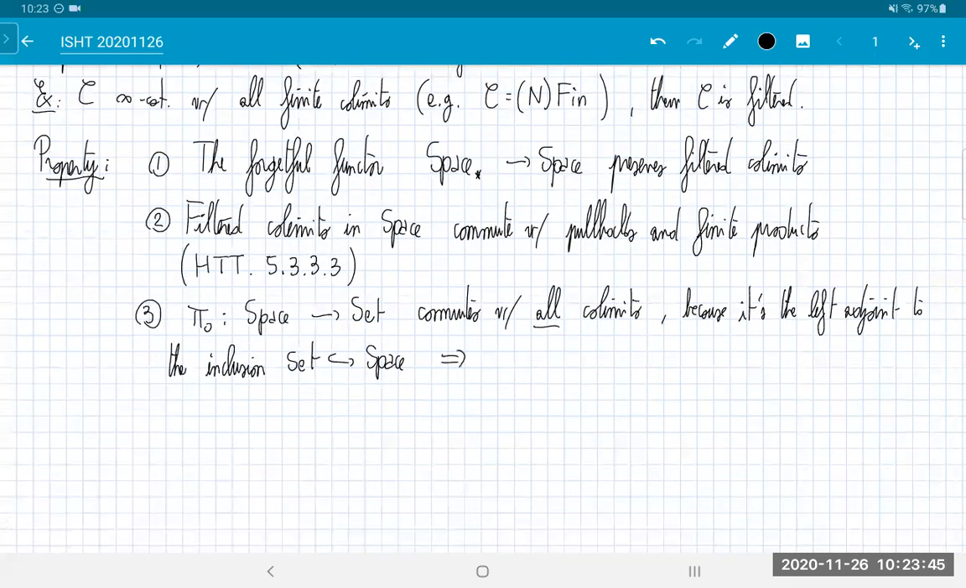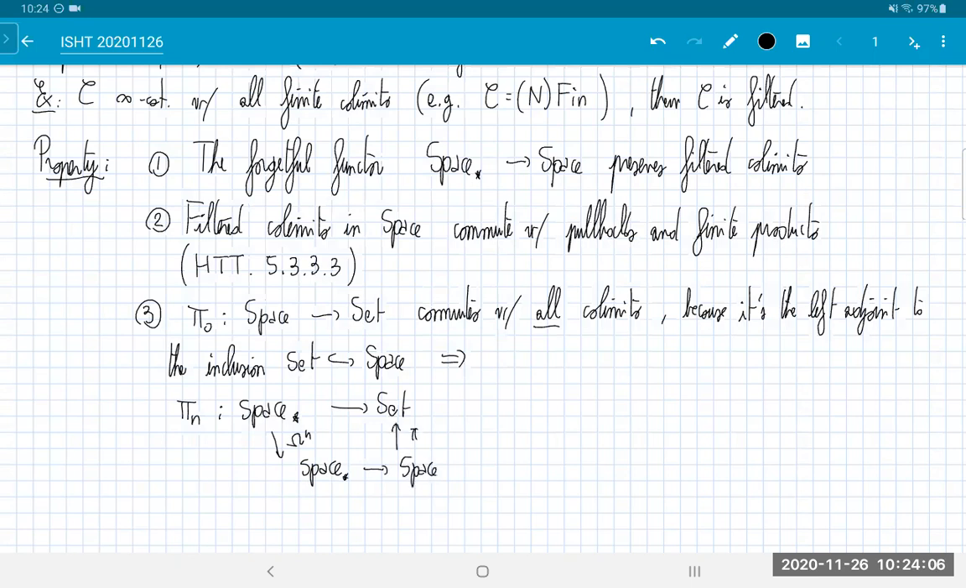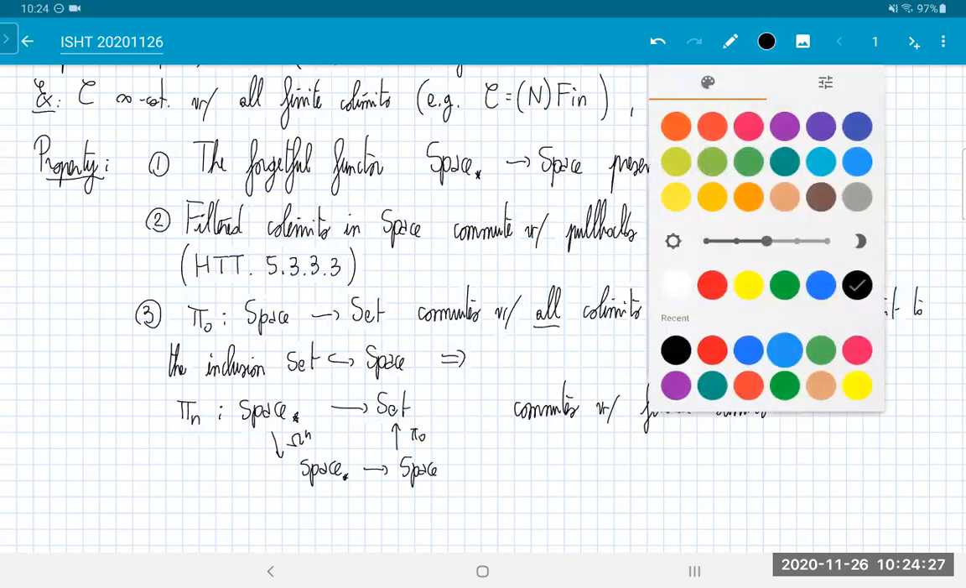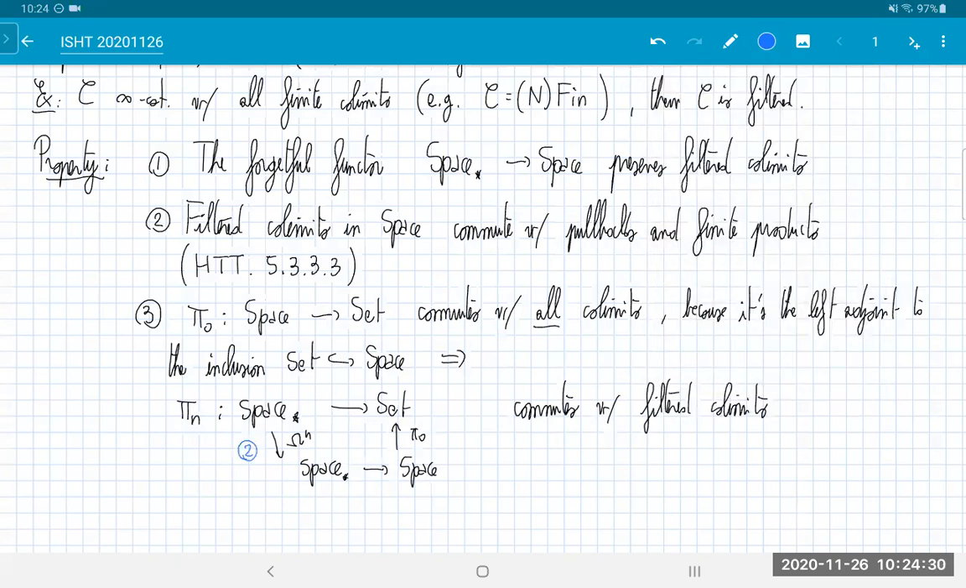And therefore, using one and two, pi n from pointed spaces to sets, which can be thought of as the composite of the map omega n from pointed spaces to pointed spaces followed by pi zero to sets, and then the forgetful functor, commutes with filtered colimits. That's because omega is a pullback, and by property two, filtered colimits commute with pullbacks. So here is property two, here is property one, and this pi zero is the observation.